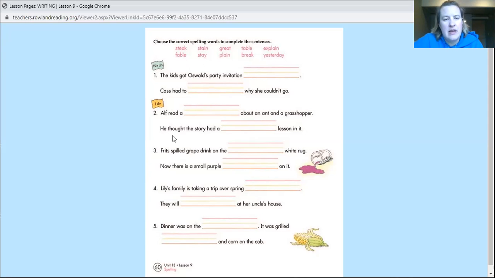And then the second part, he thought the story had a blank lesson in it. So then we look at our words. A stake lesson, no. A stain lesson, a great lesson. I think that one works very well. Had a great, G-R-E-A-T. Had a great lesson in it. Okay. All right. So then 3, 4, and 5 are on your own. Make sure you finish those up. And then let's take a look at our story for today.